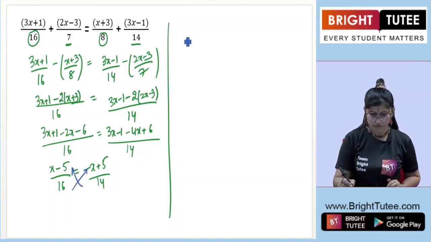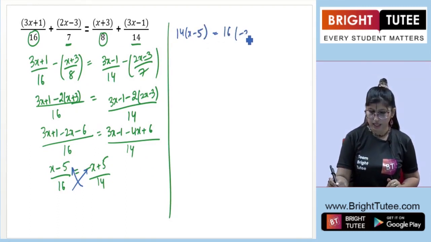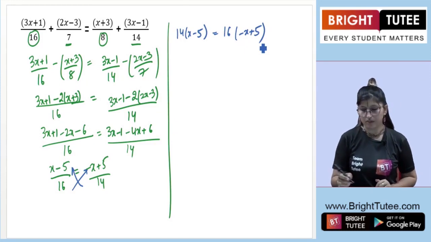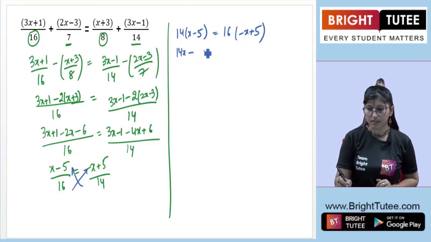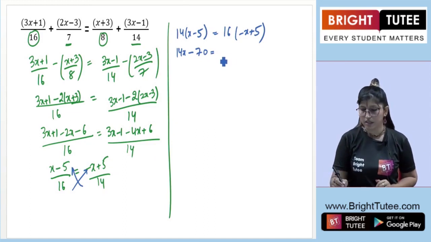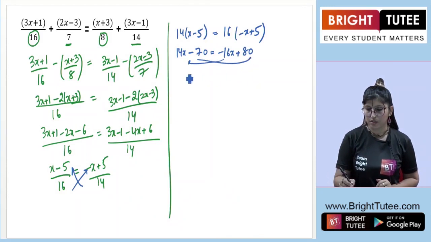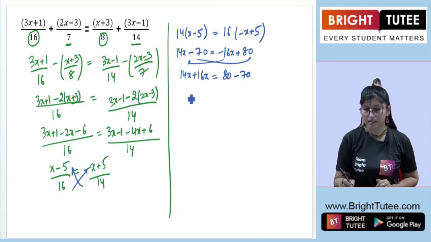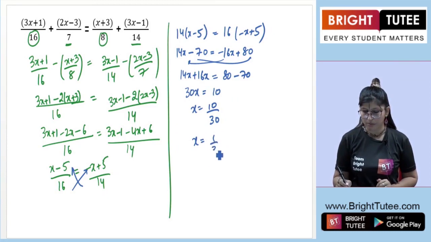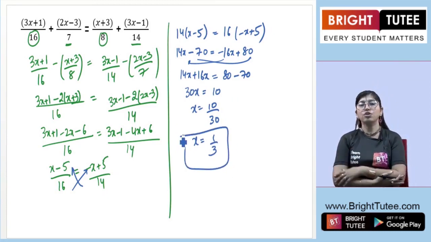So what do we get? We get 14 times x minus 5 equals 16 times minus x plus 5. So 14 times x is 14x, 14 times 5 is 70, minus 16x plus 80. Shifting terms, we get 14x plus 16x equals 80 minus 70. So 14 plus 16 is 30x equals 10. So x will be 10 upon 30. That means x is 1 upon 3. So this is the solution which we get.